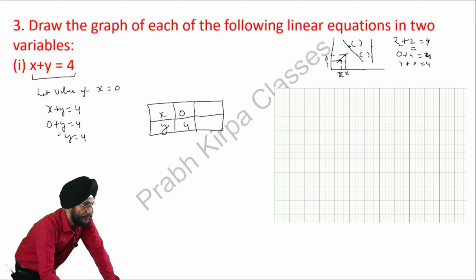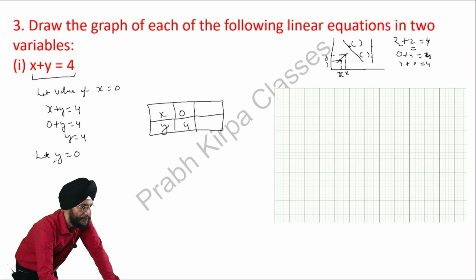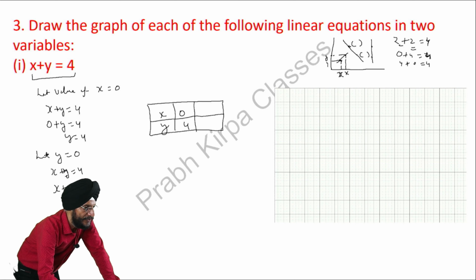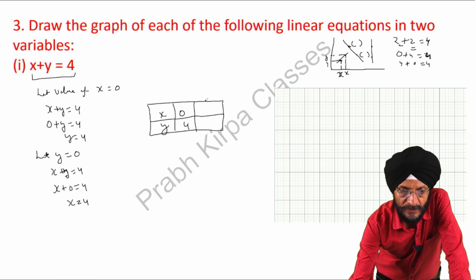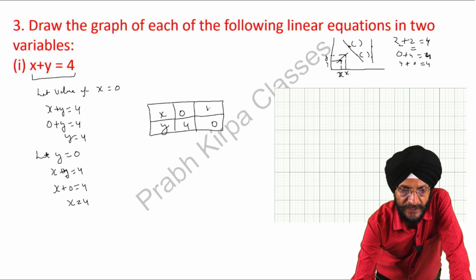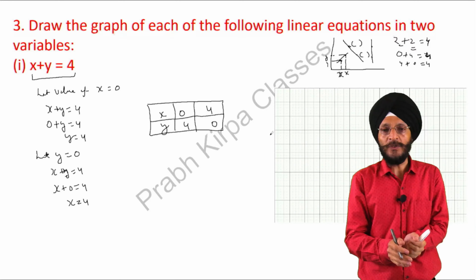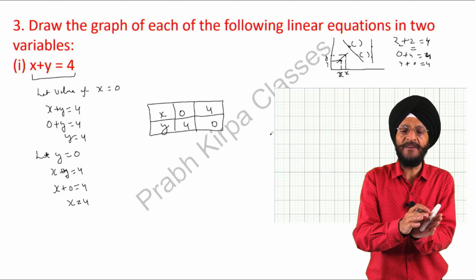Now let y be equal to 0. What will happen? The equation given is x plus y is equal to 4. When y is 0, x will become 4. Now what is the value of y? It is 0. What is the value of x? It is 4.